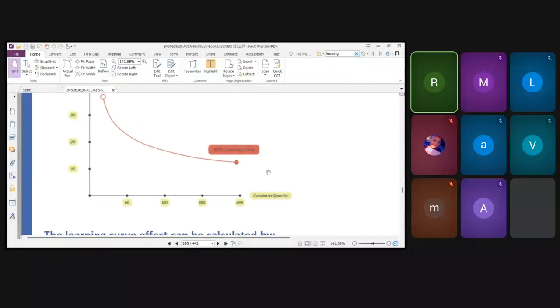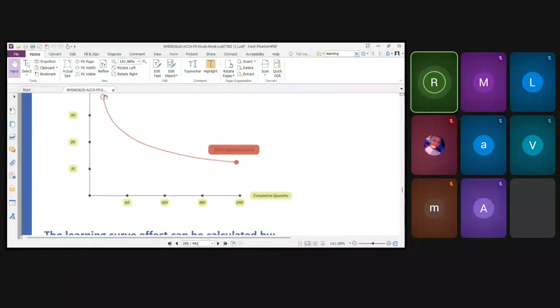So if we look at this diagram here, that is the Wright's law explanation. So I don't know if you can see 60, 120, 180, 240. What does that mean? As cumulative output doubles here. And then the red line that you are seeing, this is cumulative average time. That is represented by the learning rate. So what does that mean?